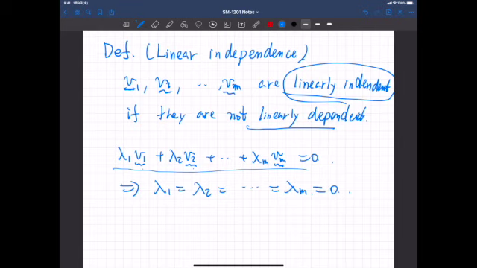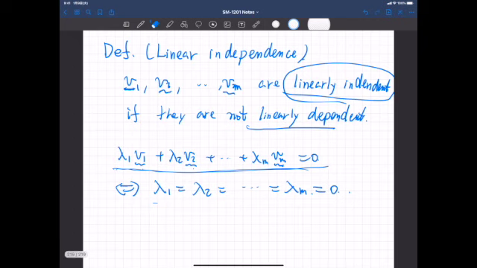Okay. And of course, if they are all 0, this is trivially 0. So we can say this is if and only if. But the important part is the only if part. Only if they are all equal to 0, the linear combination of all these vectors is 0. There are no other cases. Okay, so that's what linear independence means.